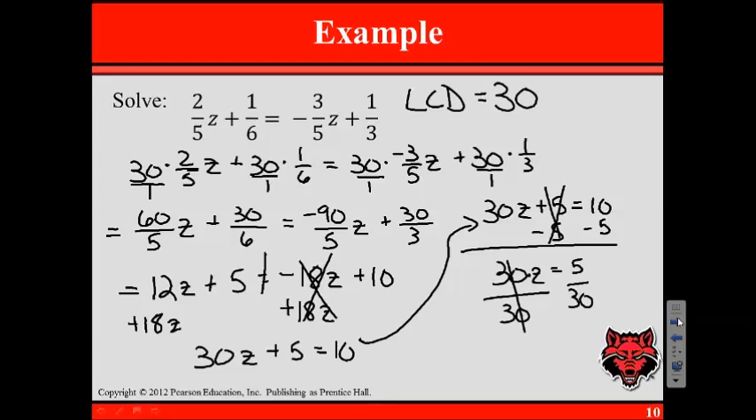So on the left side, the 30's cancel, or they divide out to become 1, and we have z equals 5 over 30. Don't put this in your calculator and get a decimal. Leave it as a fraction, and then we will reduce that fraction. We write the prime factorizations, cancel the common factors, and multiply what's left. So in this case, z will equal 1/6.